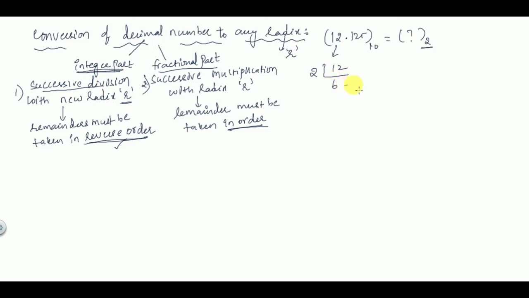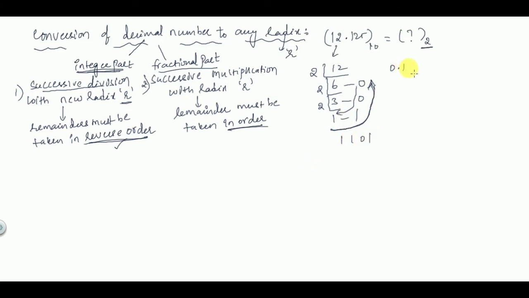2 6s are 12, so it is divided perfectly, so remainder is 0. 2 3s are 6, perfectly divided, so remainder is 0. 2 1s are 2, and there is 1 remaining, so remainder is going to be 1. So you have to take them in reverse order. This is the order in which you got the remainders, but you have to take them in reverse order now. So it will be equal to 1100.